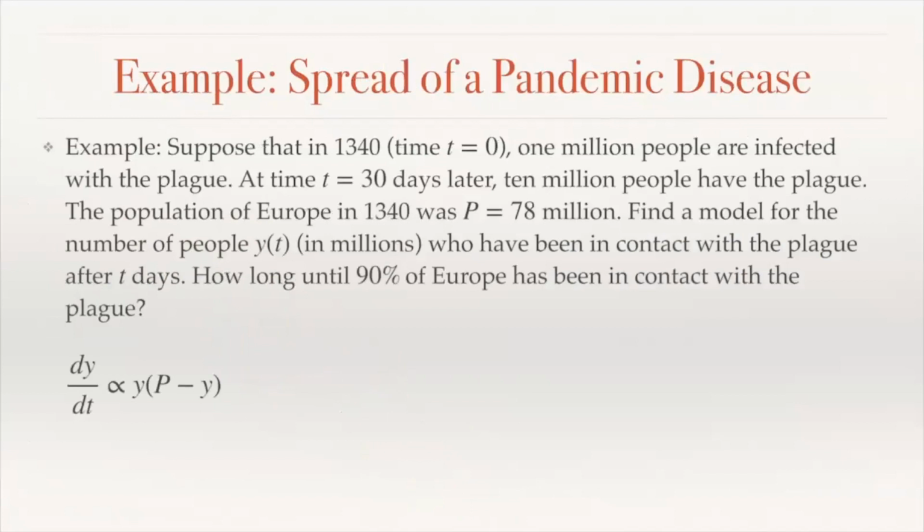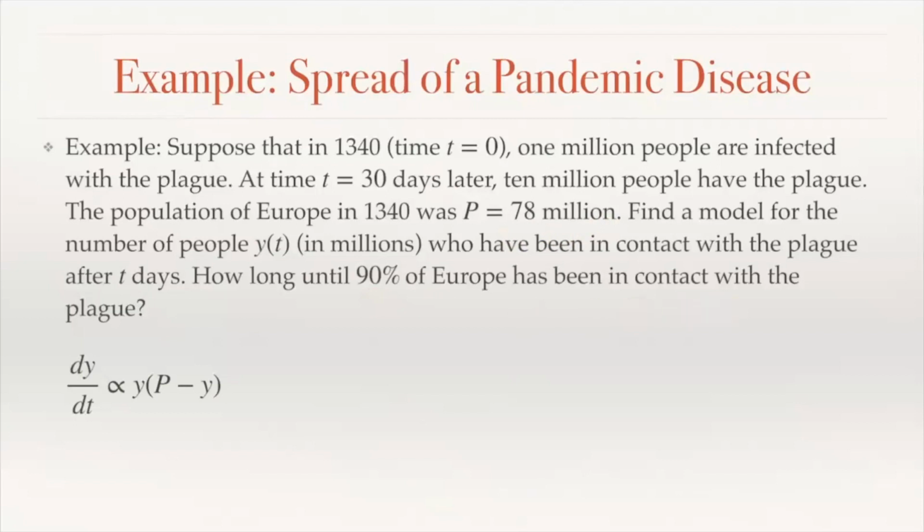Suppose that in the year 1340, at time t equals 0, 1 million people are infected with the plague, and 30 days later, 10 million people have the plague. And the population of Europe at the time was 78 million. Find a model for the number of people, y of t in millions, who have been in contact with the plague after t days. How long until Europe is 90% infected?